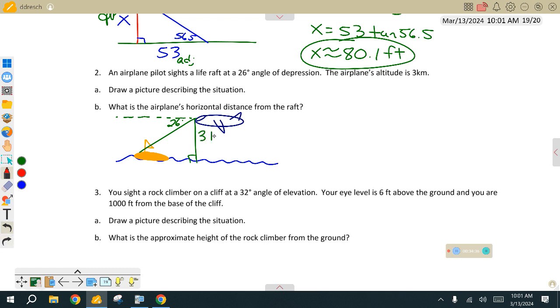And you should start to see then that right triangle being created. Now, I always like to draw that right triangle right here off the surface level. If you're on the life raft, you also spot that plane from the life raft's point of view, that's the angle of elevation. That's also 26 degrees. What is the airplane's horizontal distance from the raft? Where is that variable going? On the bottom, right? The horizontal distance from the raft.